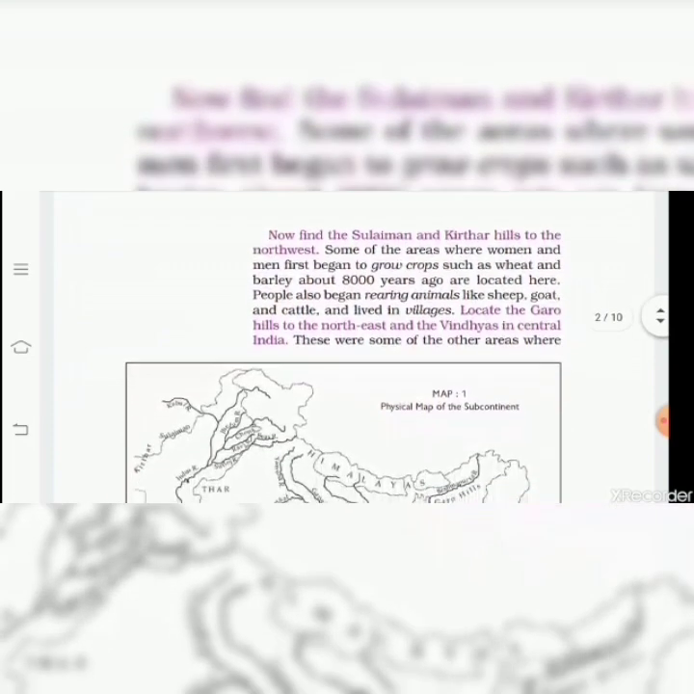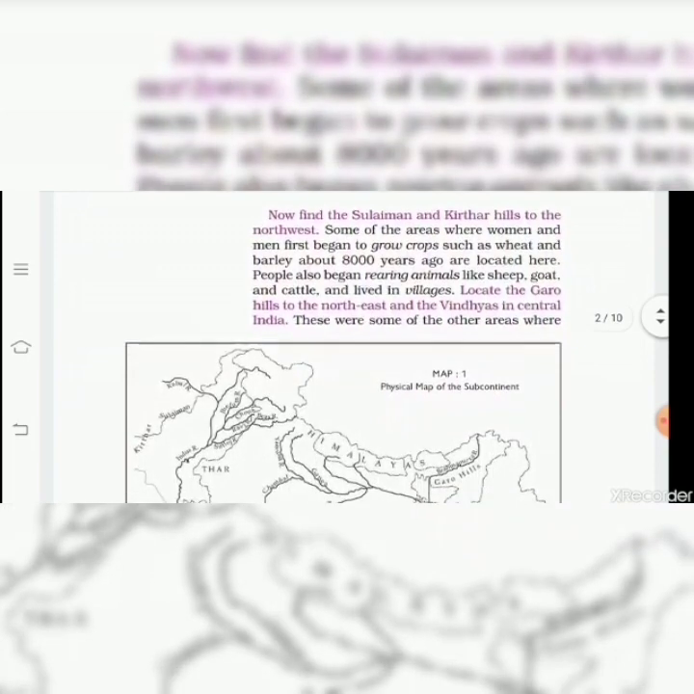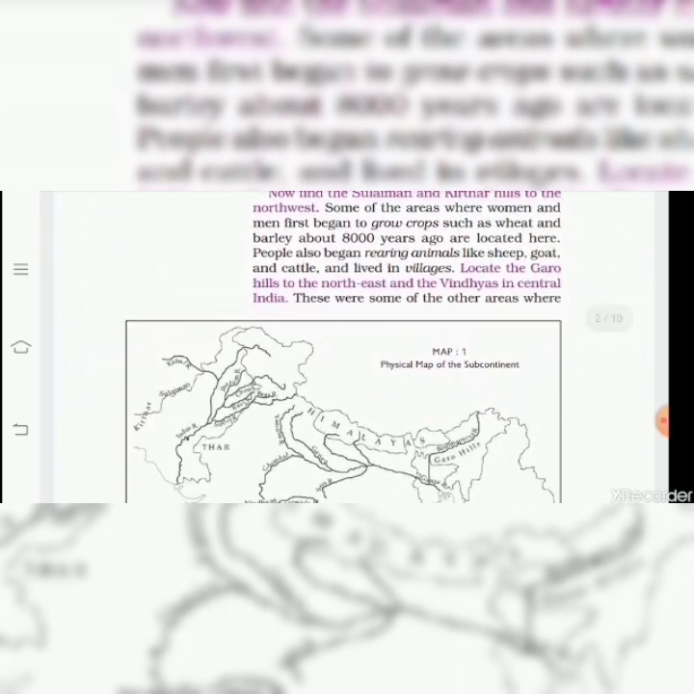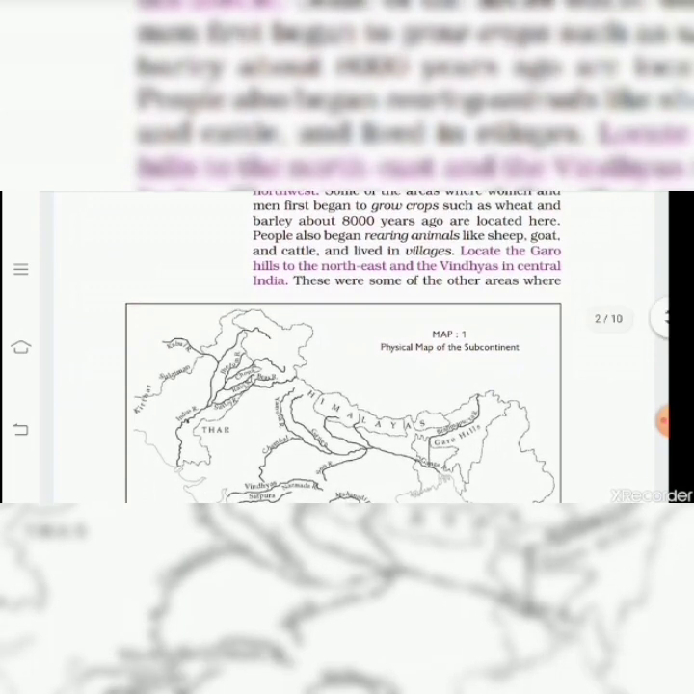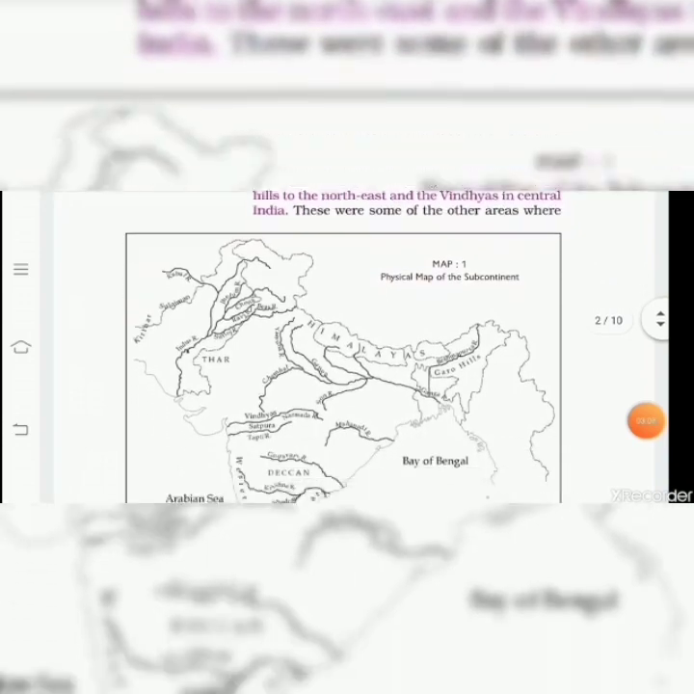These two areas, the Suleiman and Kirthar hills, are where wheat and barley were grown, and animals like sheep, goat and cattle were reared by the people, and they lived in villages. After they became food producers, they started living a settled life, that is, now they didn't go from place to place in search of food. We know that rivers were the source of water for agriculture in those times, so they started living near the water bodies.